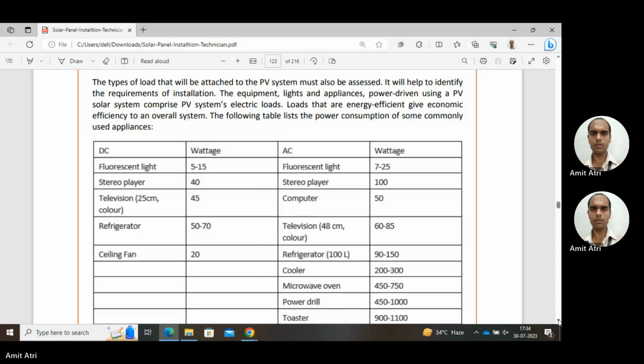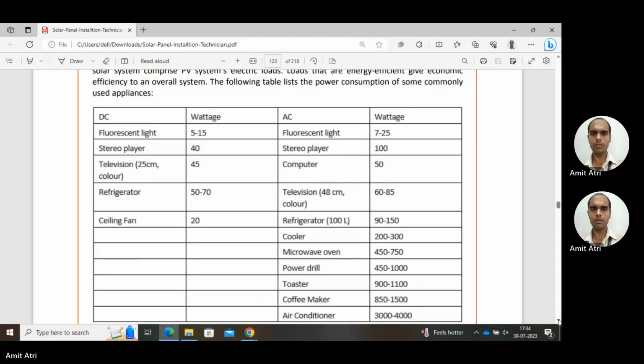If we are using direct DC only, then the losses in the inverter can be avoided. The loads that are energy efficient give economic efficiency to the system as well. In this table, some common AC and DC loads are shown. DC loads could be a fluorescent light, 5 to 15 watt consumption, a stereo player about 40 watt, television 45 watt, refrigerator, ceiling fan. Similar devices are in the AC load as well.